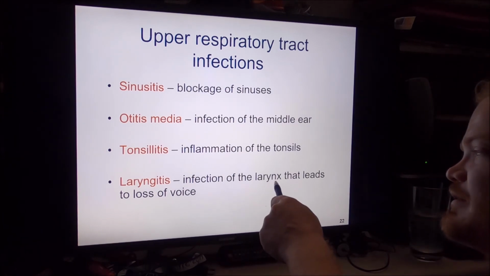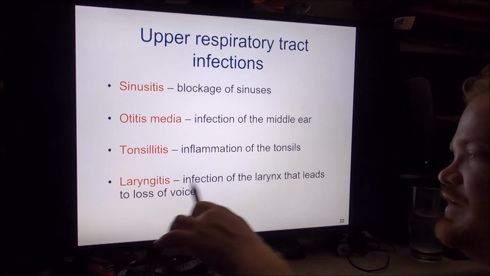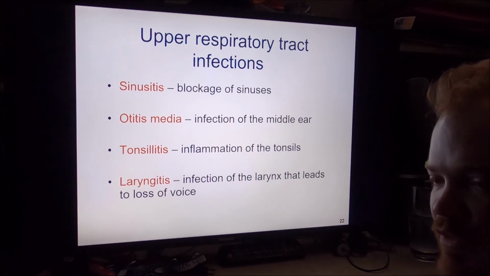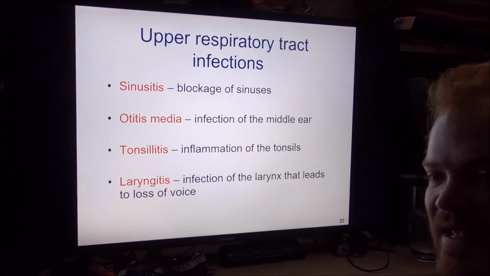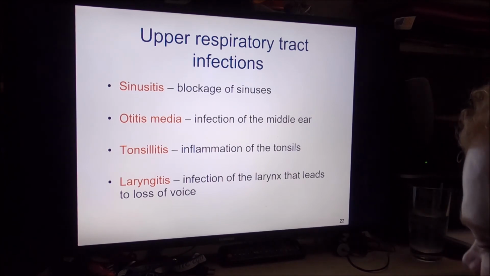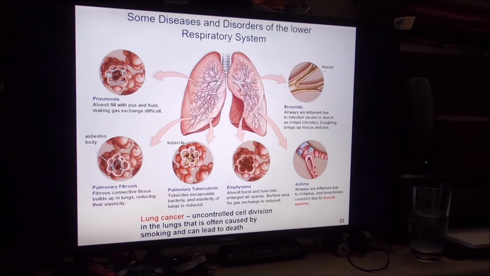It's just where the larynx gets inflamed and it doesn't vibrate correctly, so your vocal cords don't vibrate in the way they're supposed to, so you end up losing your voice until the inflammation goes away and they go back to normal. Good old-fashioned laryngitis.